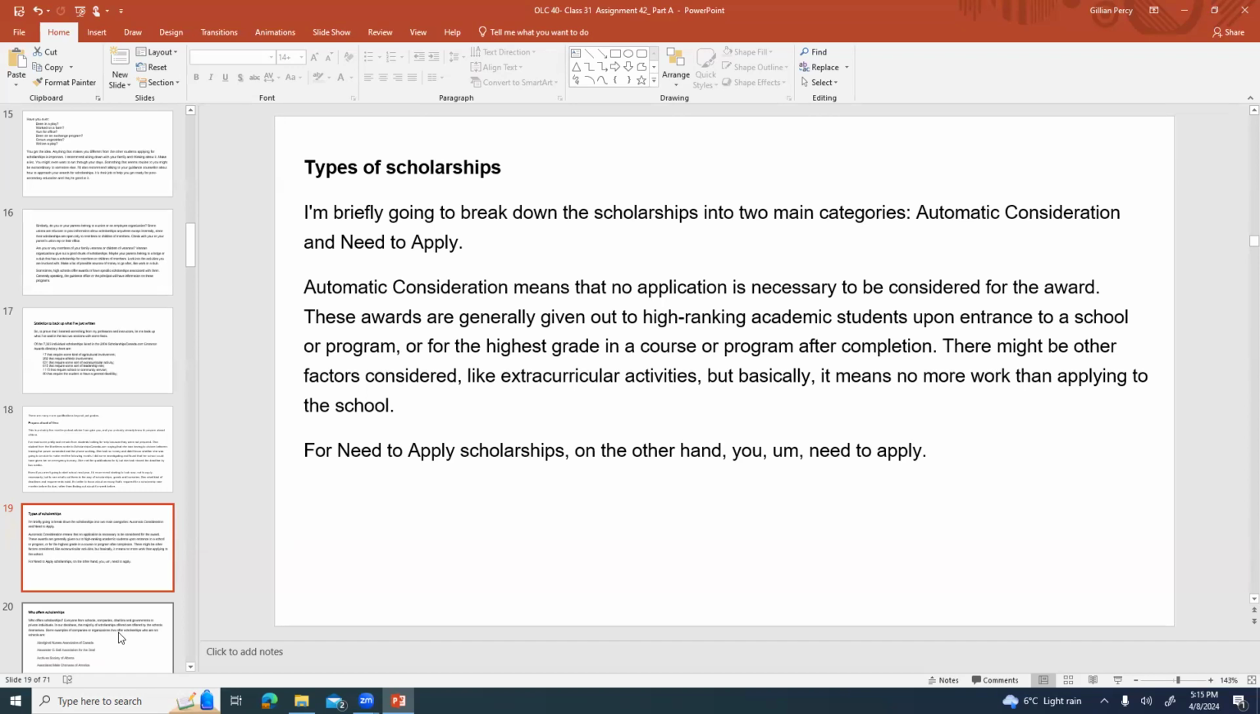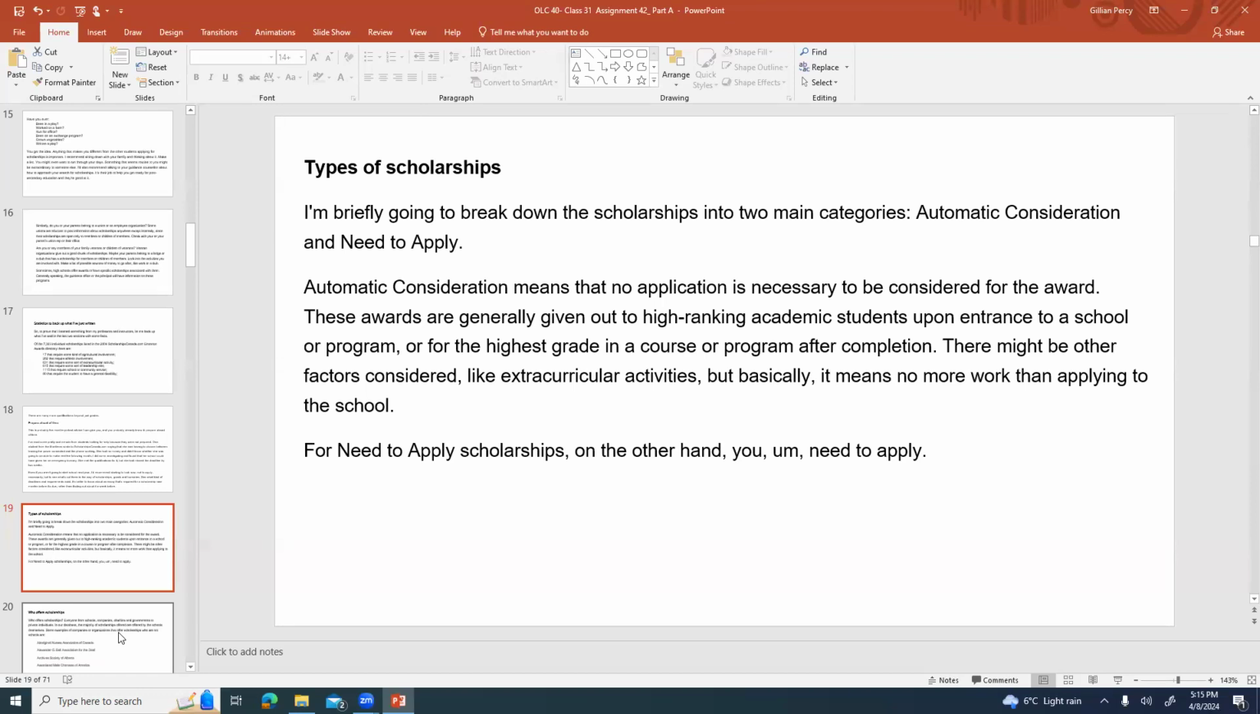There might be other factors considered, like extracurricular activities, but basically it means no more work than applying to the school. In other words, for these kinds of scholarships, as long as you apply, they automatically look at whether you meet the criteria to get those awards. That's why usually it's a grade-based type of award. And if your marks are high enough, they offer you money because they want you to come to that school.